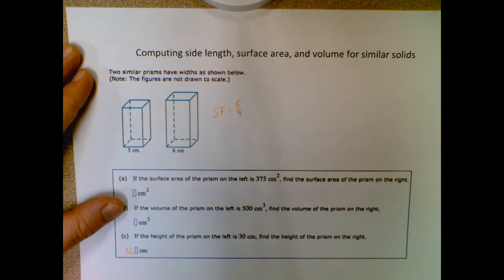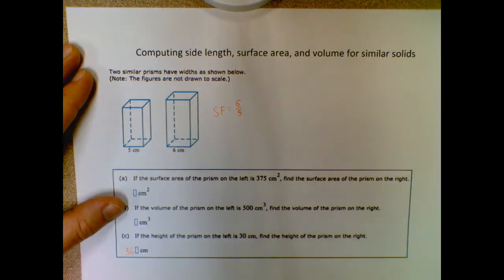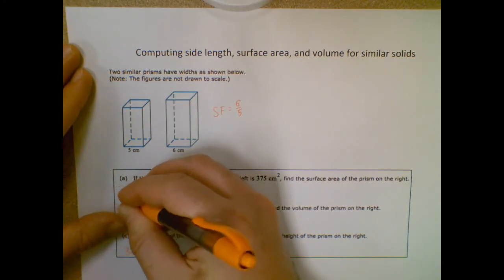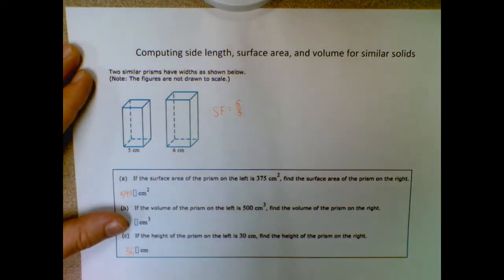So it's 375 times 6 divided by 5 times 6 divided by 5. So we end up with 540 for the surface area.